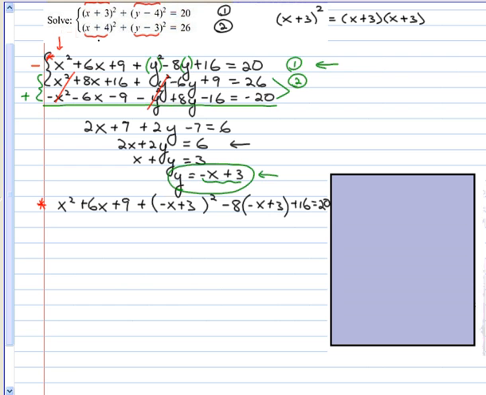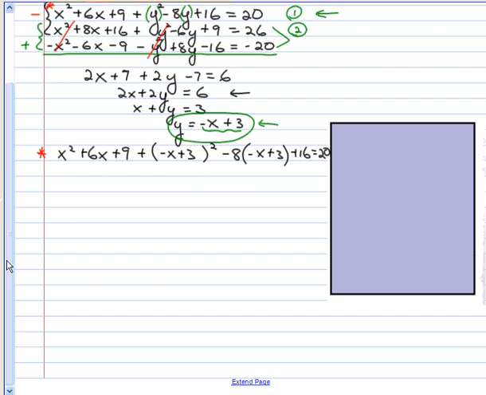Now there only are x's in this equation, so I should be able to solve it. We'll have to do some multiplying out, some simplifying here. x squared plus 6x plus 9. Now I need to square this, which means I'm multiplying it by itself, and I'm going to get x squared minus 6x plus 9. You can double check by taking negative x plus 3 times negative x plus 3. I need to distribute my negative 8 right here, so plus 8x minus 24 plus 16 equals 20.